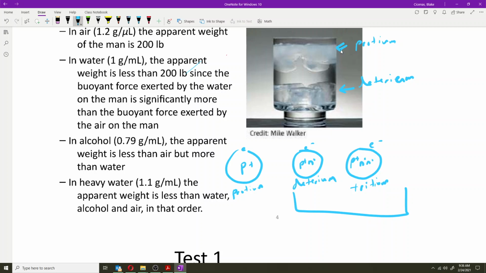It's used in a lot of nuclear applications. But anyways, I chose it because it has a density of 1.1 grams per milliliter. The apparent weight is less than water, alcohol, and air in that order. And I needed the guy to be dense, i.e. Wolverine, because most humans are around 1 gram per milliliter. We needed that person denser than that to make sure that they would still sink, or weigh basically, be able to step on a scale.